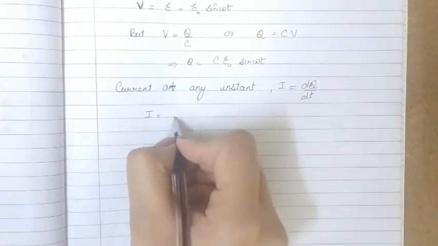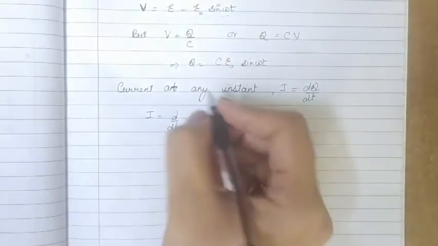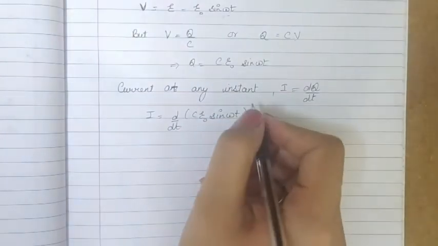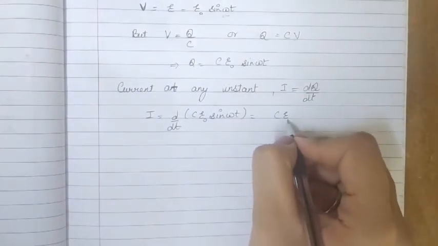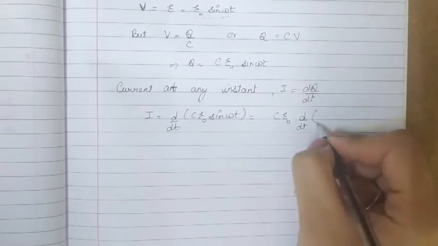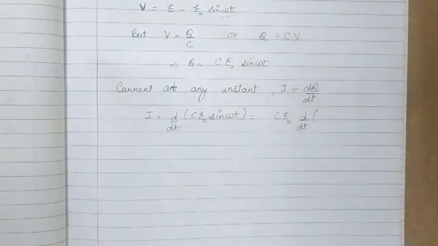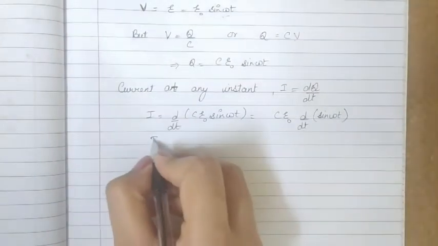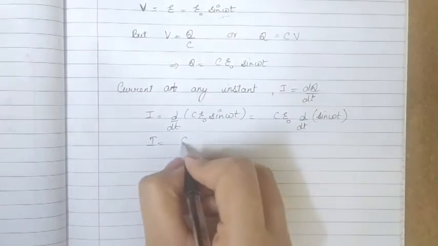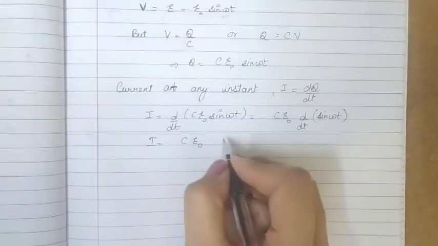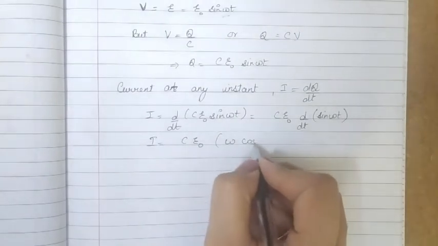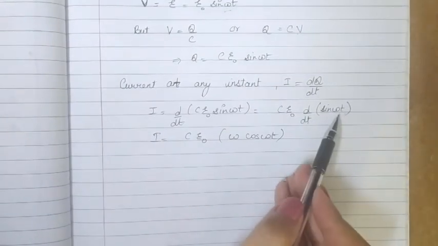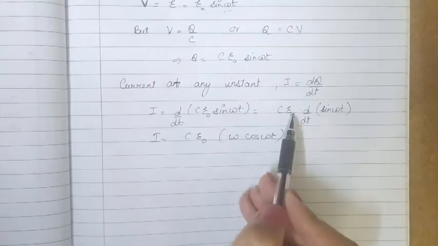So I is equal to d over dt of q, that means C epsilon naught sine omega t. Now we have to take C and epsilon naught, constants, outside the differential. The differential will take place for sine omega t only, with respect to t. So I is equal to C epsilon naught, and the differential of sine omega t will be omega cos omega t, because the differential of sine is cos and we are doing it with respect to t, but here it is omega t, so we have to multiply by the constant omega.